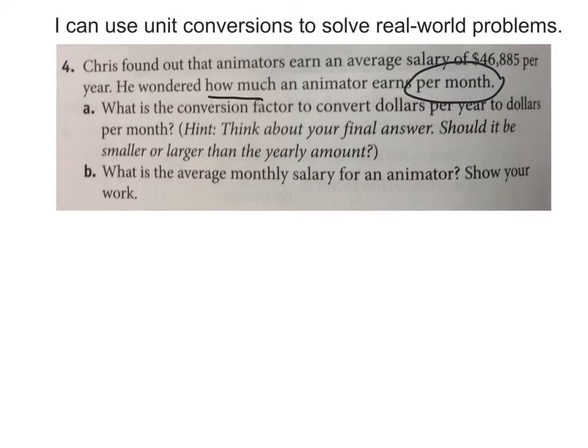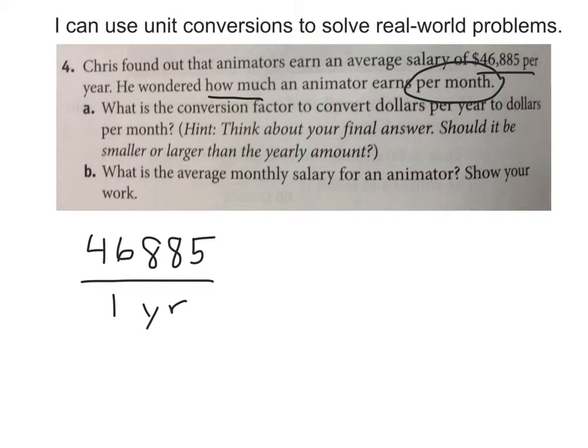Okay, so going to part A of this question here: what is the conversion factor to convert dollars per year to dollars per month? I'm going to start off with the information I'm already given. Well, I'm given that there's $46,885 per year. So I'm going to go ahead and write that out. 46,885, pardon my poor handwriting here, it's a little bit difficult on the iPad, and this is per, so remember per means the fraction bar, per 1 year.